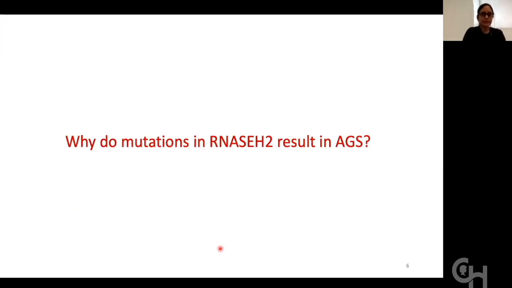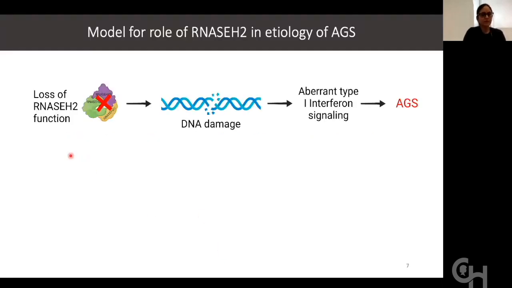So our lab is interested in understanding why mutations in RNase H2 result in AGS. There are several labs who have worked on AGS and provided important insight into its function and why mutations in RNase H2 result in AGS. Based on this, a model has been proposed where RNase H2 loss of function results in accumulation of DNA damage. This DNA damage is then sensed by DNA sensing machinery, resulting in activation of type 1 interferon signaling. And this aberrant type 1 interferon signaling is linked with AGS.